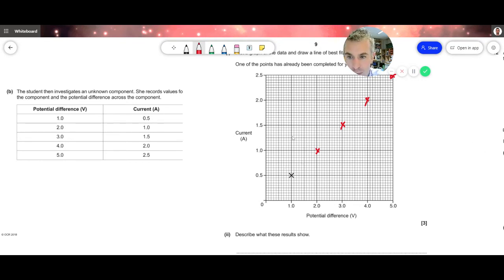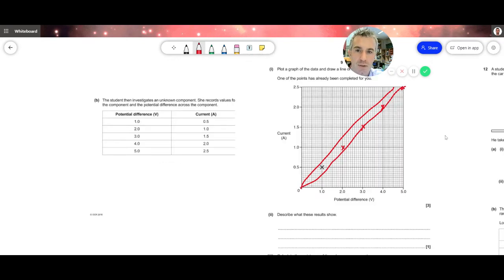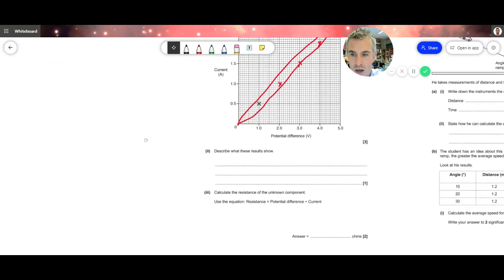And do a line of best fit. Oh man, this is going to be tricky with the computer. Oh, that was awful. Your line of best fit should hopefully go through all. No, I'm still ashamed. This should go through those points. A nice straight line should hopefully go through the origin.